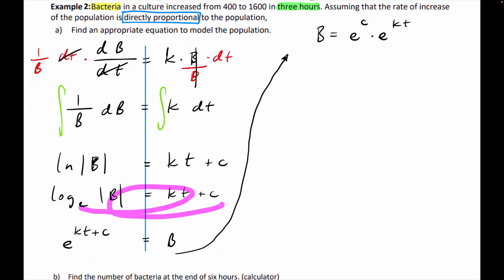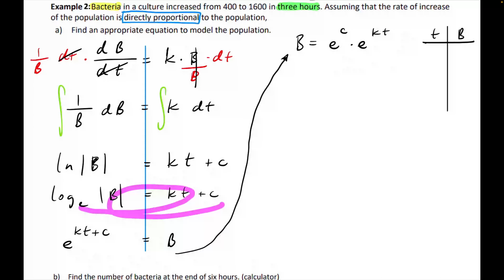Okay? So to solve for them, I'm going to take a little bit of a sidestep. I'm going to write down what I know. T, B. So what do I know about the bacteria? It increases from 400 to 1,600 in 3 hours. In 3 hours, it increases by that much, right? So t we'll say is hours. So I know in 3 hours, it's going to be 1,600, right?